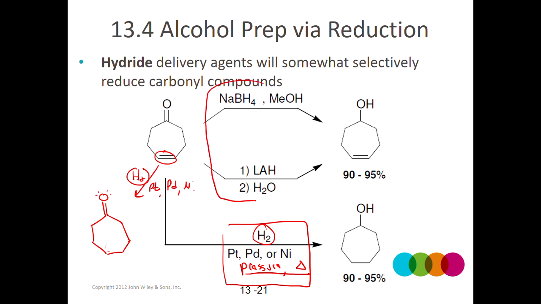What's also nice in terms of selectivity is neither of these hydride reagents will react with the alkene. So we can selectively react the alkene if we want. We could react both, or we could selectively react just the carbonyl by delivering a hydride there from either of these hydride reagents and converting that into alcohol while retaining the alkene function group at the other position.